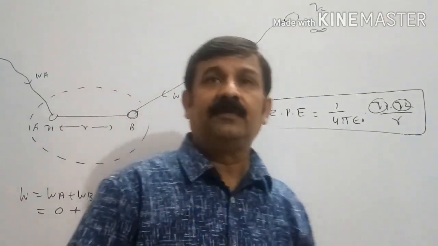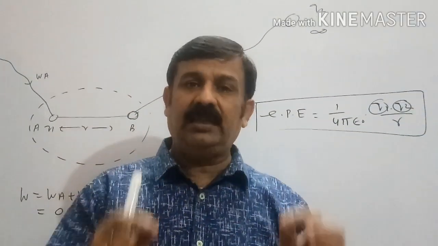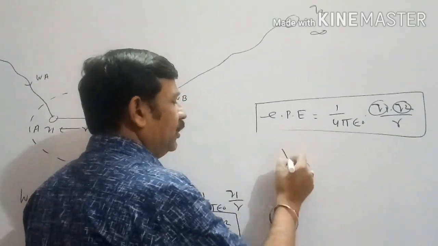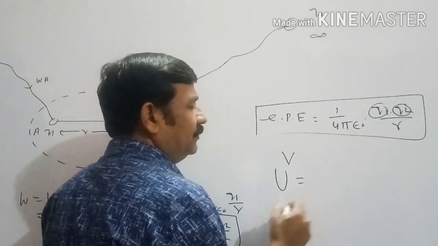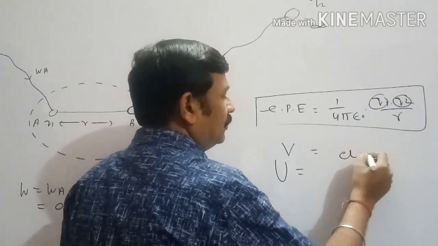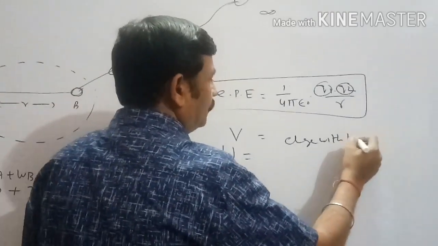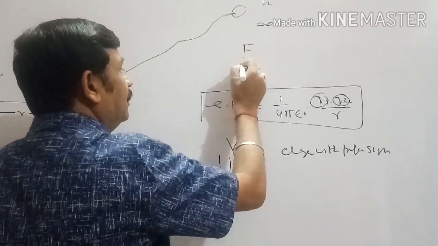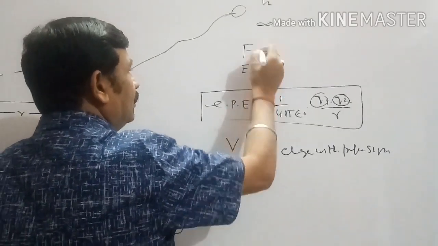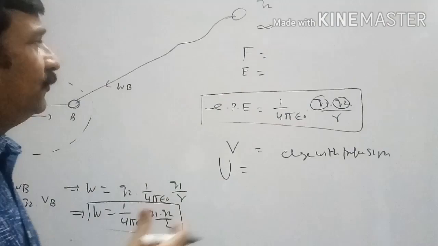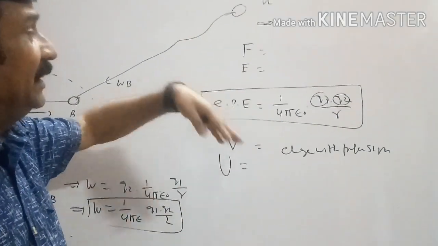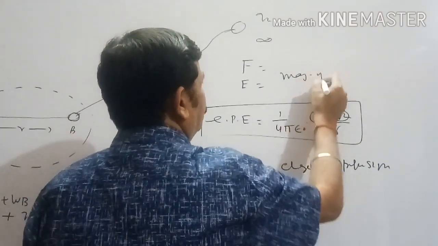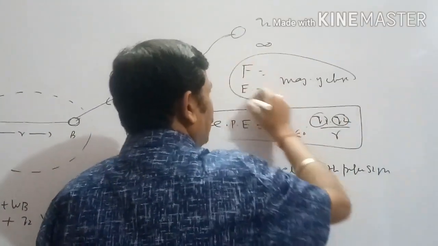The important point is that potential and potential energy are scalar quantities. So when we calculate potential or potential energy, we take charge with proper sign. Force and intensity are vector quantities. So when we calculate force between the charges or intensity at any point due to a charged body, we take magnitude of charge only. This you have to keep in mind.